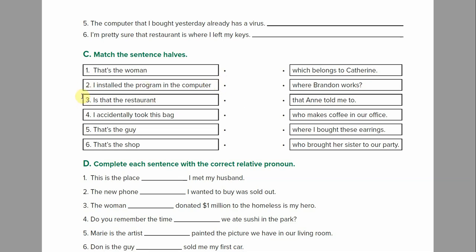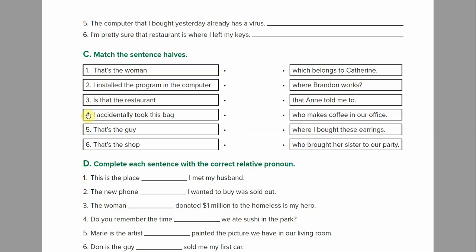Number three, is that the restaurant? So we're looking for a place, so we need where. So the two wheres we have are where Brandon works and where I bought these earrings. So you don't buy earrings at a restaurant, so it has to be where Brandon works. So is that the restaurant where Brandon works? Also, this is the only one that's grammatically correct for a question. Is that the restaurant where Brandon works? Question mark.